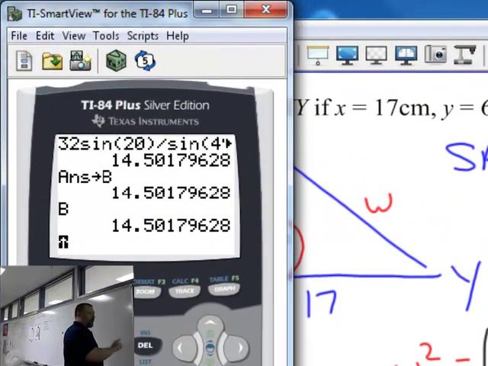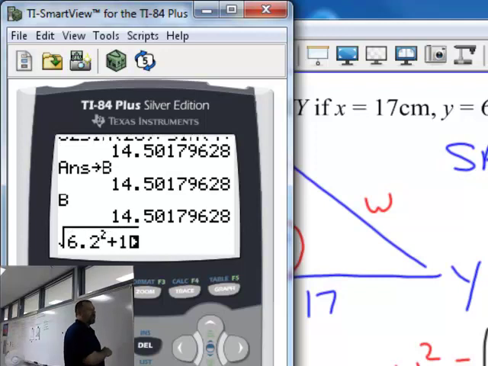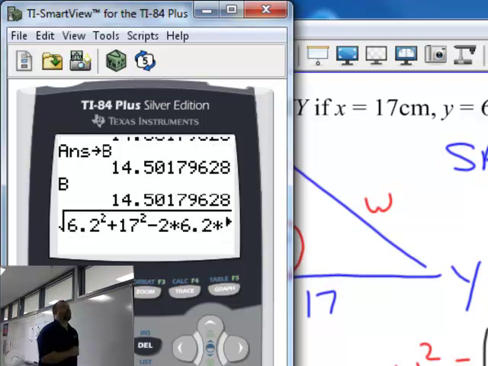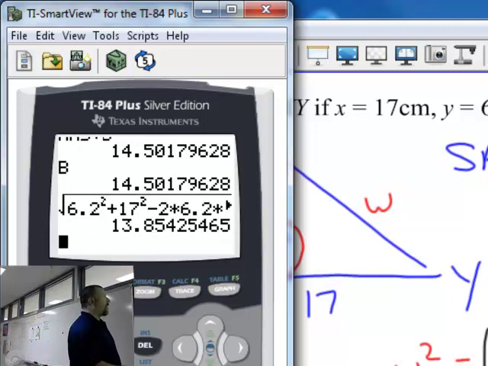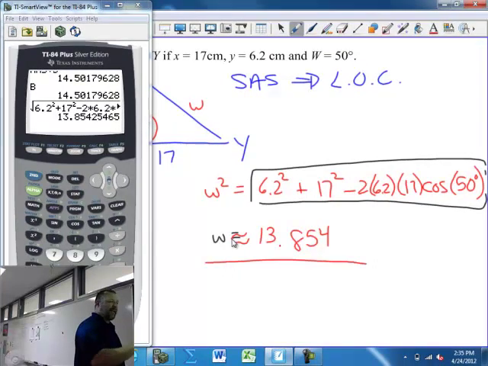Can we just type it all in at once? Sure. Square root of 6.2 squared plus 17 squared minus 2 times 6.2 times 17 times cosine 50. Make sure you're in degrees. I'm still in degrees. Enter. Into your square root, and we have 13.8454 and so on. So W is approximately 13.854.